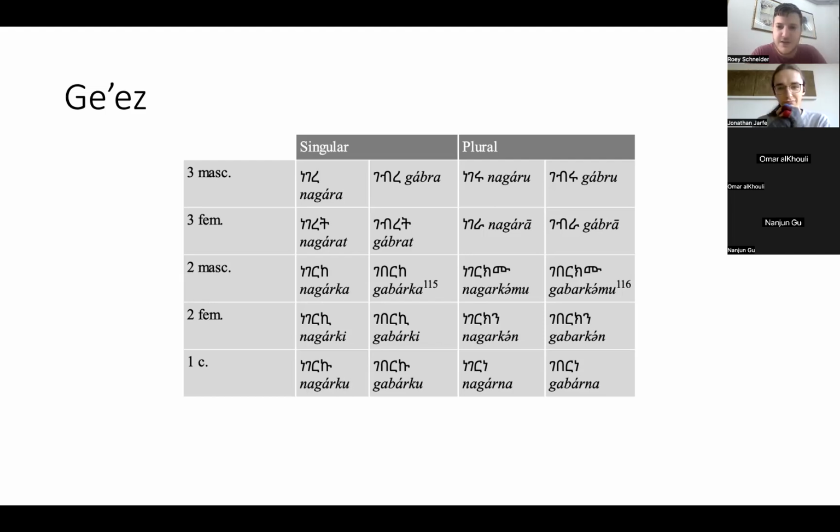This is the past or perfect or suffix conjugation inflection in Ge'ez: Nagara, Nagarat, Nagarka, Nagarki, Nagarku, everything very, very regular. In the plural, Nagaru, Nagara, Nagarkamu, Nagarkin, Nagarna.